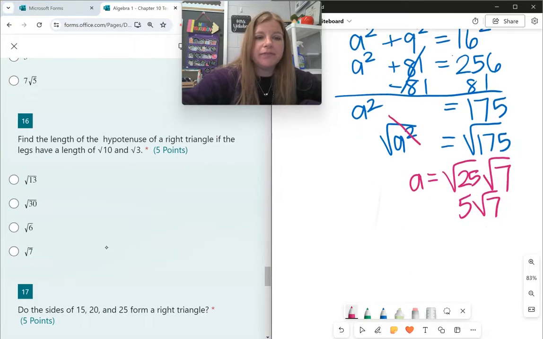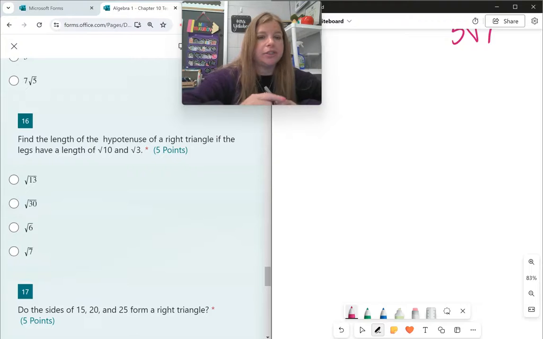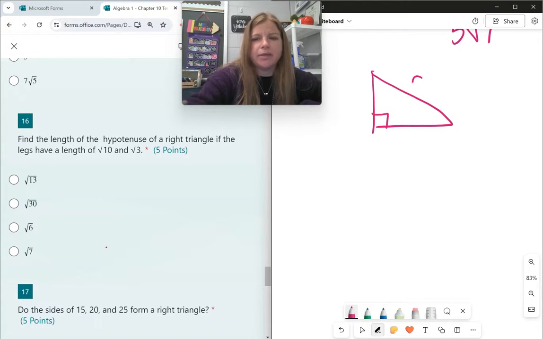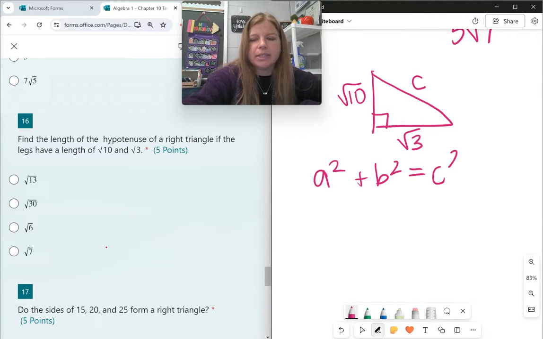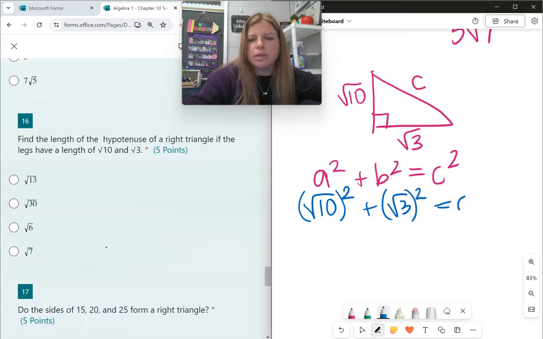Number 16, find the length of the hypotenuse of a right triangle. If the legs, so now I need to find the hypotenuse c, if the legs have a length of radical 10 and radical 3. Okay, so a squared plus b squared equals c squared. Now it doesn't matter which one is a or b. So if I say a is radical 10, I have to take radical 10 and square it, plus b is radical 3, and I have to square it, equals c squared.